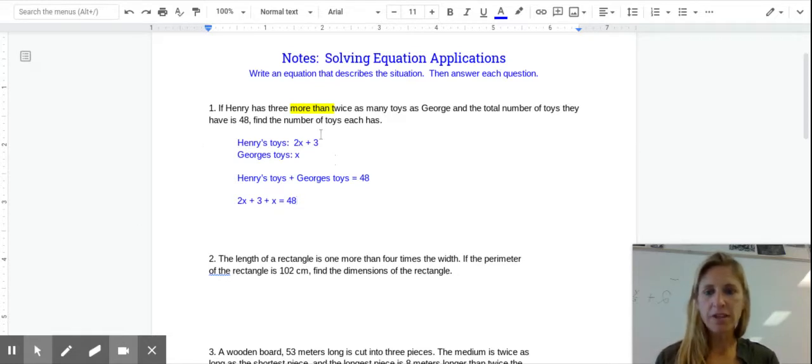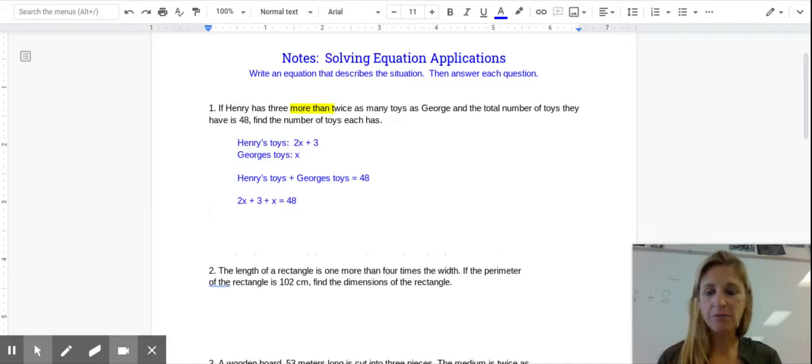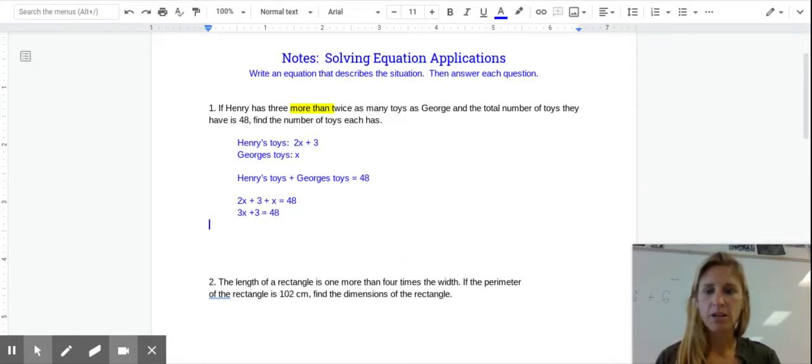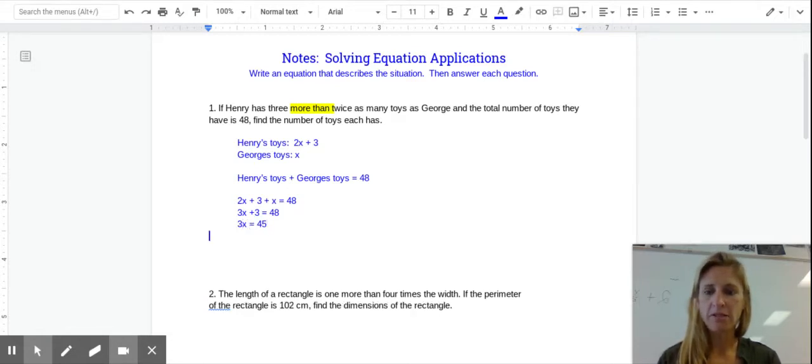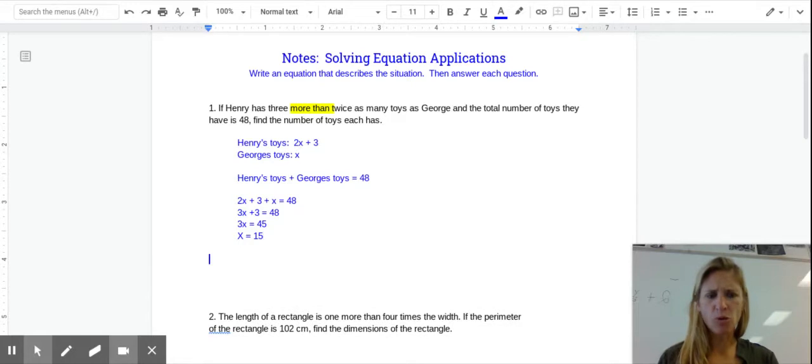So I use all of this to represent Henry and George's amount of toys. I know that if I add them both up, I'm going to have a total of 48. So I add up 2x plus 3 and x, and I get 48. Now I'm going to solve. I'm going to put my like terms together. 3x plus 3 equals 48. Subtract 3 from both sides. 3x equals 45. Divide both sides by 3. X equals 15. Okay, so what the heck does that mean?